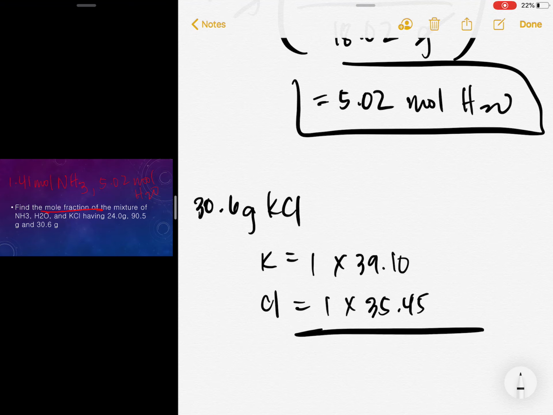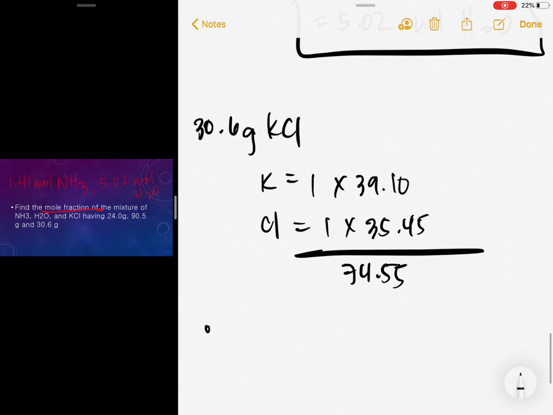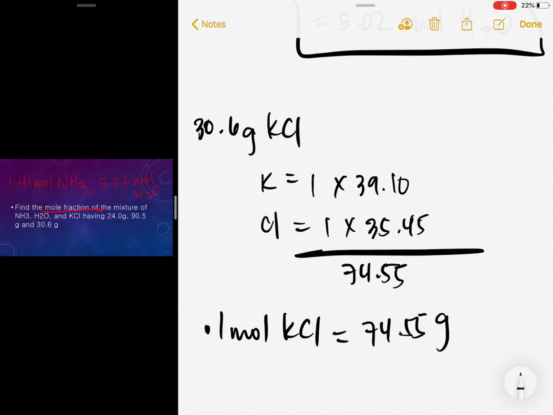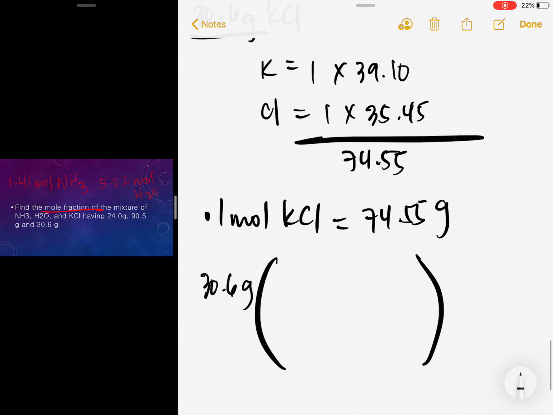So, the total for this is what? 39.10 plus 35.45. It's 74.55. So, what is your conversion factor? It's 1 mole of your potassium chloride equal to 74.55 grams of your potassium chloride. Now, i-convert na natin. Start with your given. So, 30.6. Ayan, 30.6 grams.